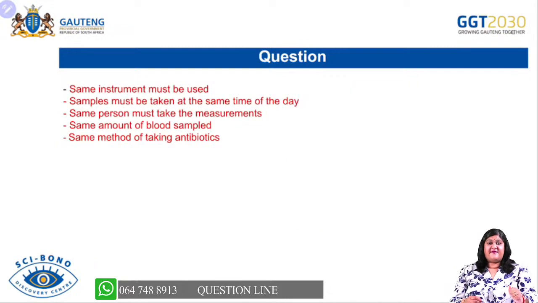Okay, so which are the factors that we are going to be keeping constant? Same instrument must be used. Samples must be taken at the same time of the day. Same person must take the measurements. Same amount of blood must be sampled, and the same method of taking the antibiotics. Those are all constant variables, and they ensure validity and fairness.